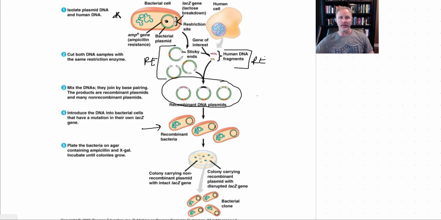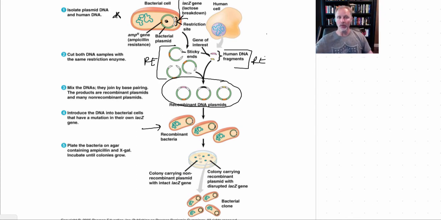So in this particular example, what we're using is a LAC-Z gene. So it's a gene that's going to break down lactose, okay? And so they're going to try to insert the human gene within the region of that gene. So in other words, you're going to disrupt the function of the lactose metabolizing gene in the plasmid, but that's okay.